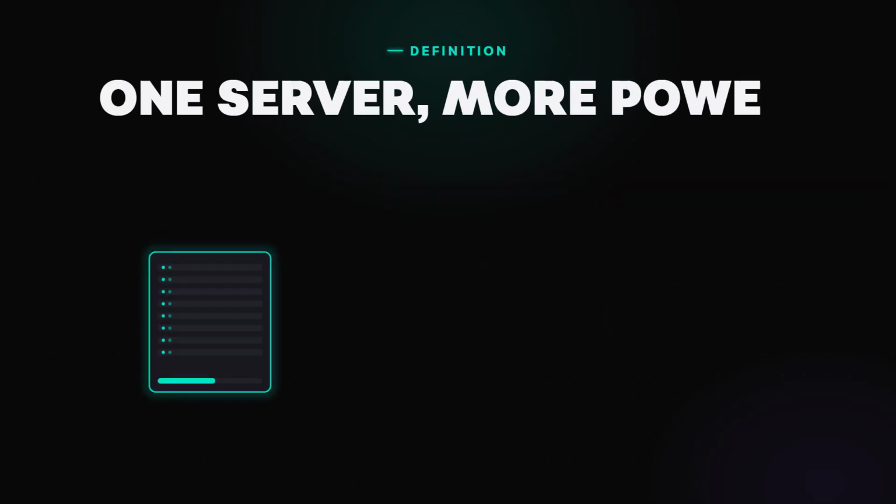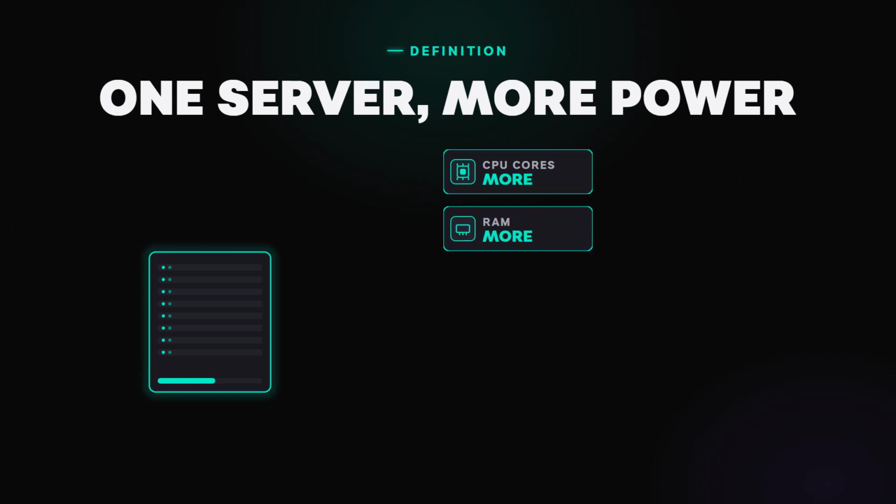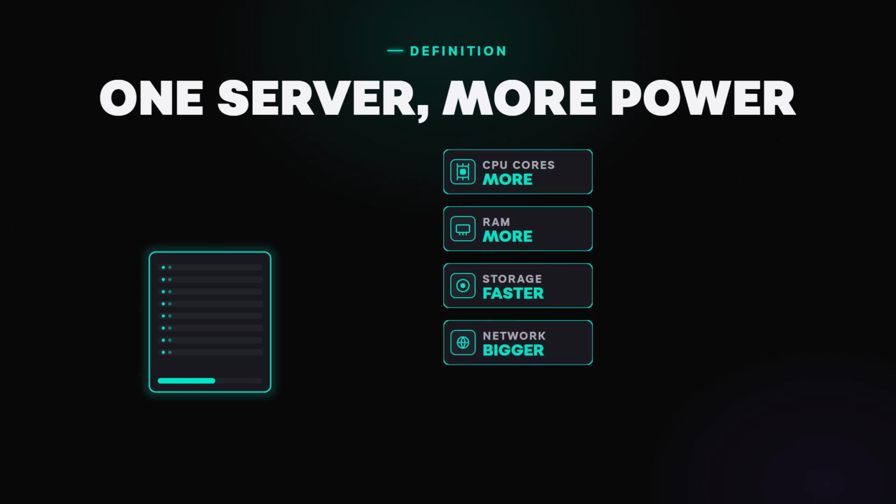Vertical scaling means making your existing server more powerful. You take the machine you already have or swap it for a larger one, and you give it more resources: more CPU cores, more RAM, faster storage, a bigger network card. Everything still lives on one machine. You are not adding more machines. You are upgrading the one you have. That is the entire idea.